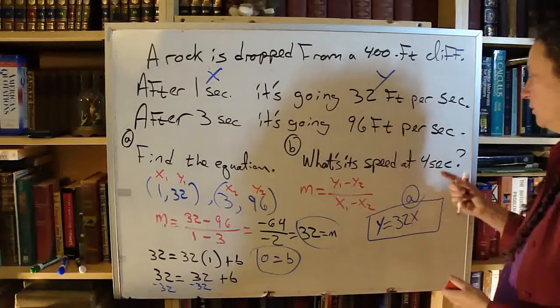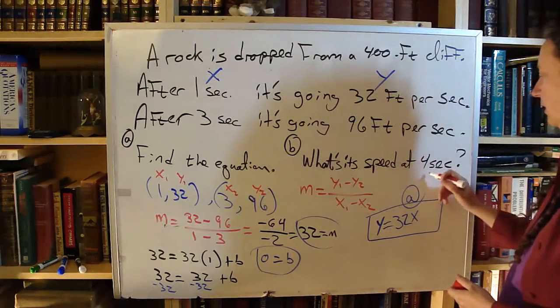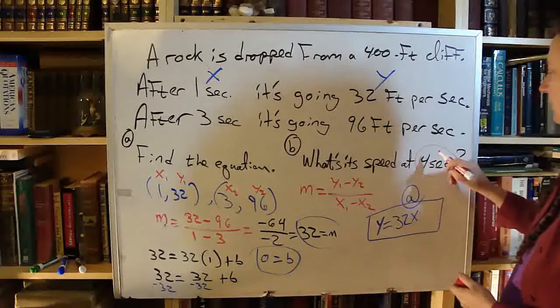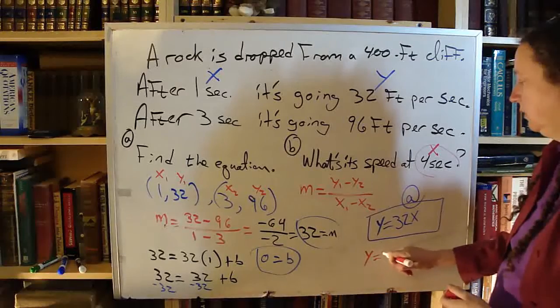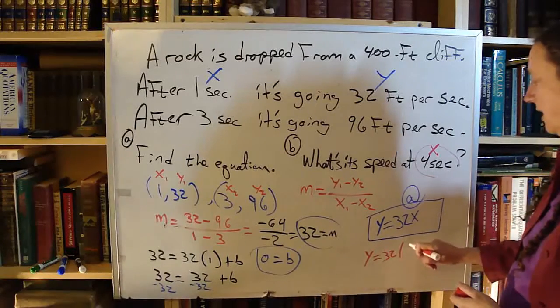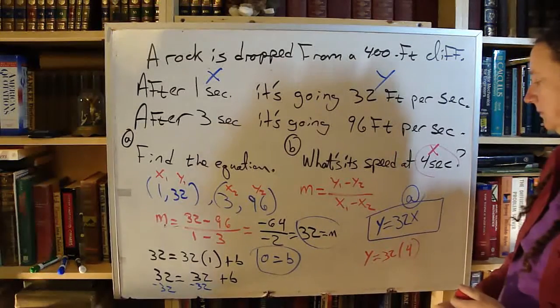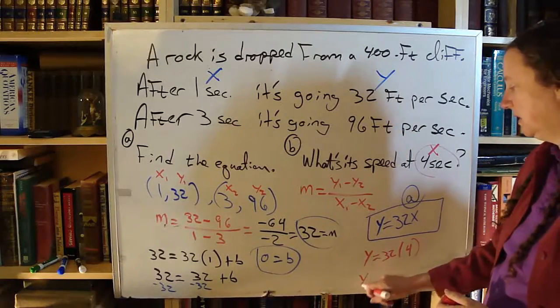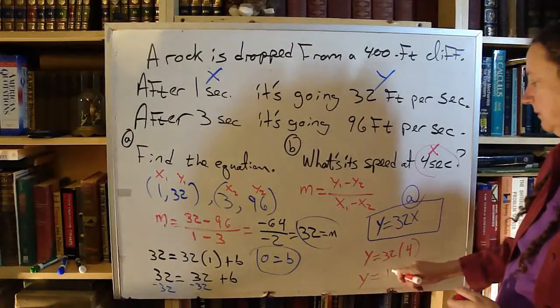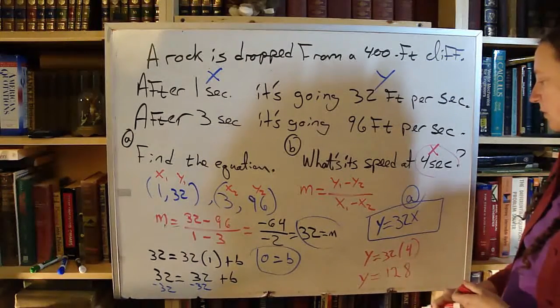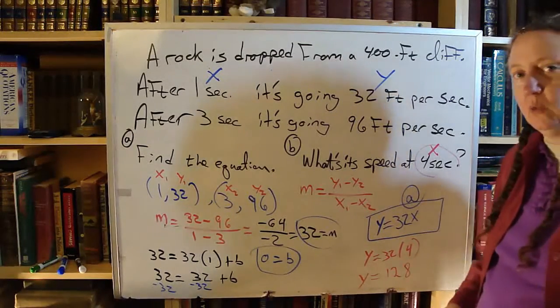What is its speed at 4 seconds? Remember seconds. That is going to be my x value. So y equals 32 times 4. Grab your calculator, type that in. 32 times 4 is 128.